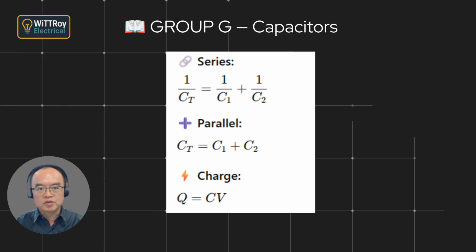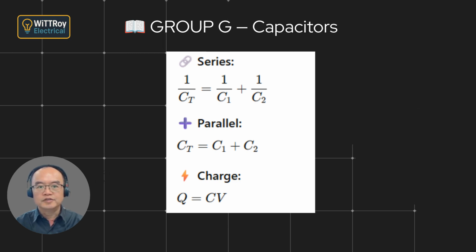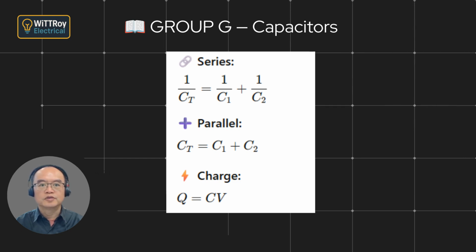Now we go to the last capacitor formula. The formula is Q equals CV. This formula calculates the electric charge stored in a capacitor. Q is charge in coulombs. C is capacitance in farads. V is voltage in volts. Repeat, Q equals CV.